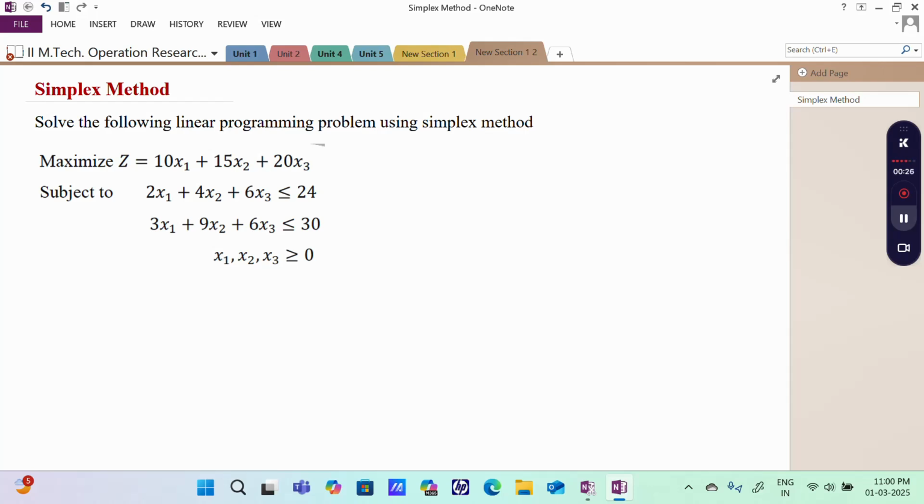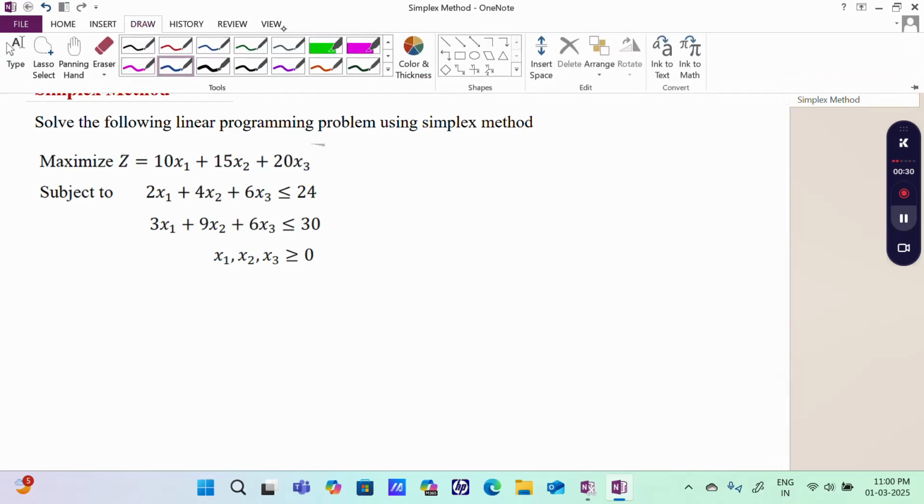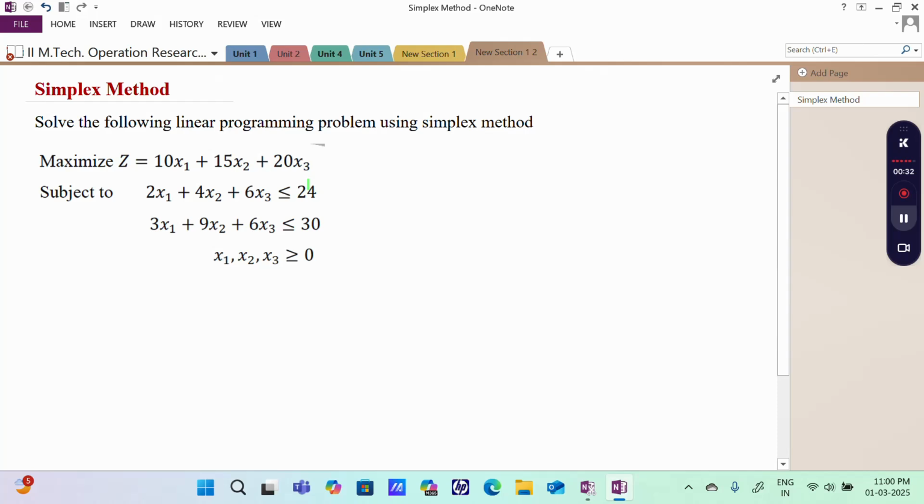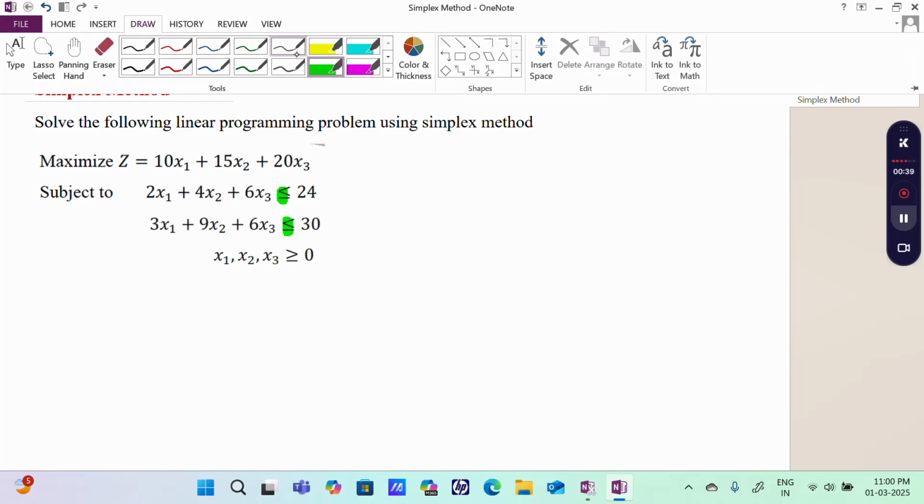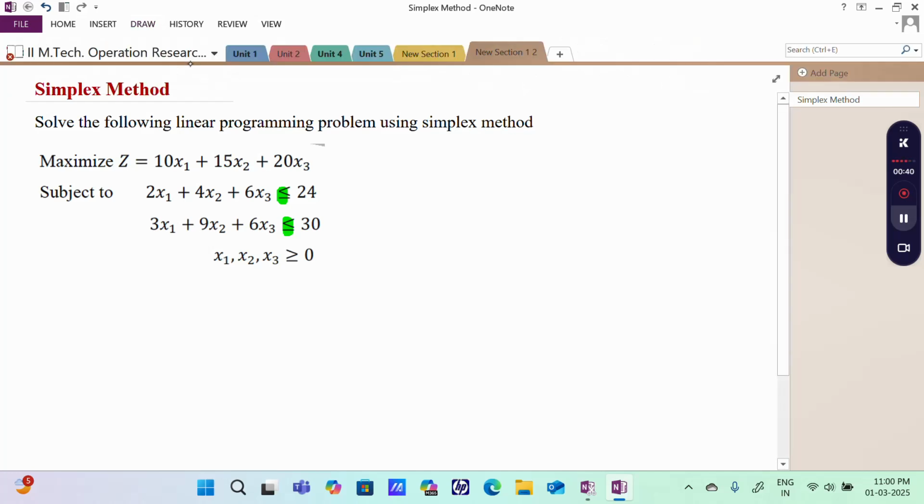In the simplex method, we can apply it only when the subject constraints are of the less than or equal to type. Here we see the less than or equal to condition, so we can apply the simplex method. Suppose the problem is not given with a less than or equal to condition, for example x1, x2 greater than or equal to 1 is given.